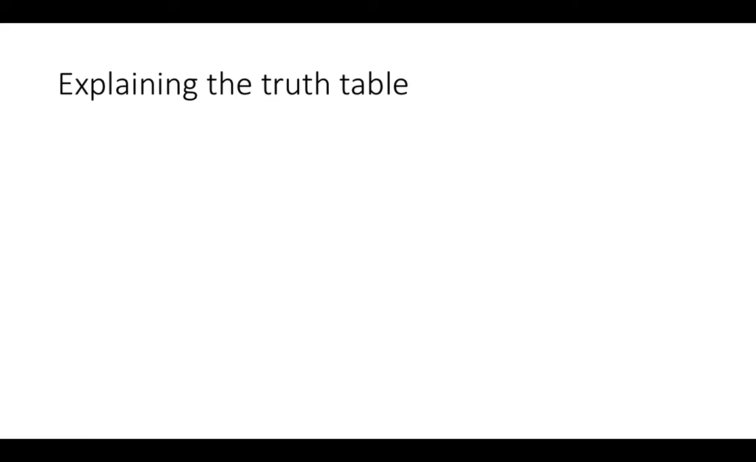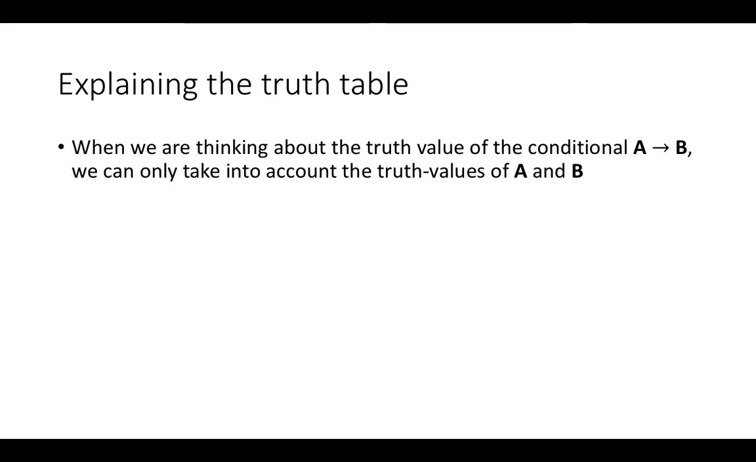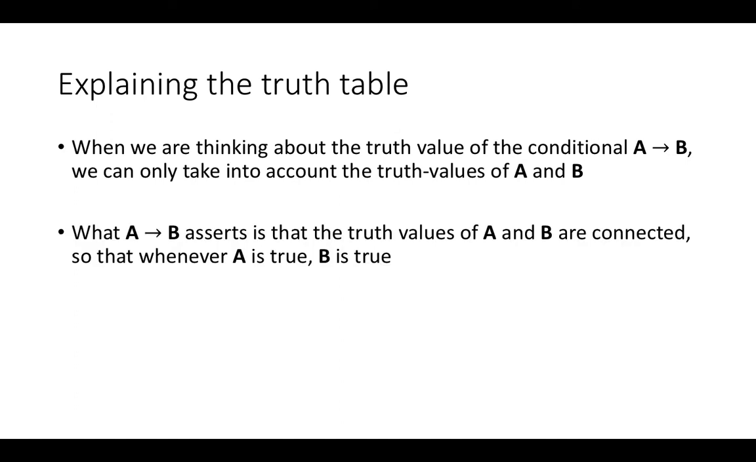So, applying this to the material conditional, when we're thinking about the truth value of the sentence A arrow B, all we can take into account is the respective truth values of A and B. We shouldn't think about what they mean. Here's a way of thinking about it. What the material conditional A arrow B asserts is that there's a very special kind of connection between A and B. What it says is that the truth values of A and B are connected to each other in the following way: whenever A is true, then B is true. The only way in which this connection can fail to hold is if A is true and B is false.